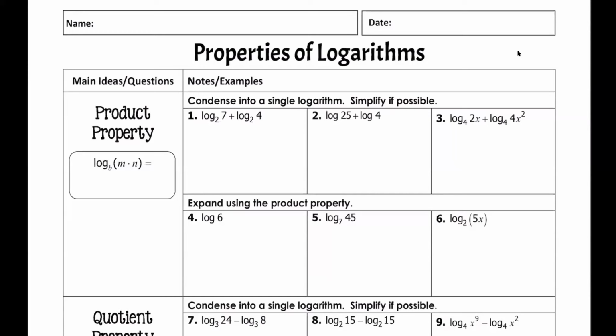All right, guys, let's get started. So this should not take too long.